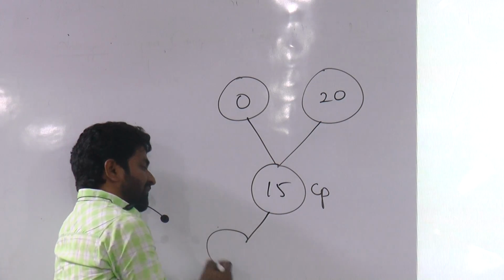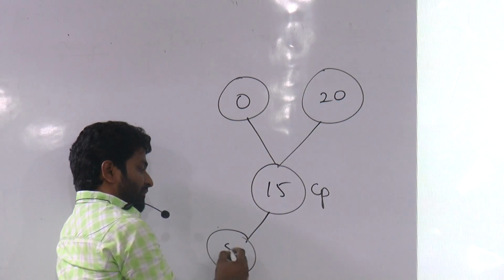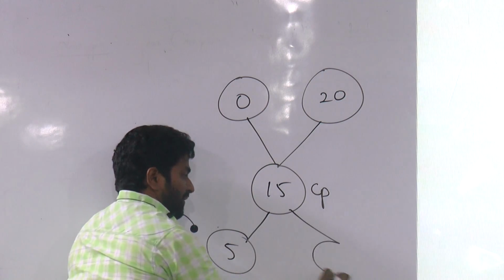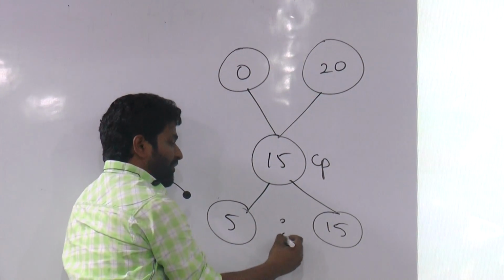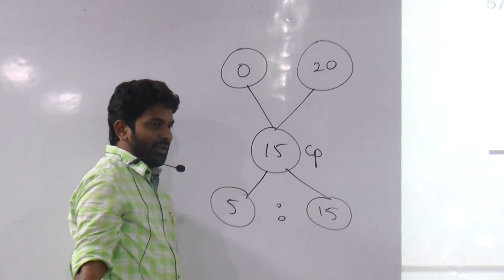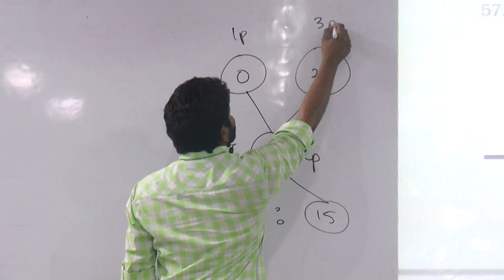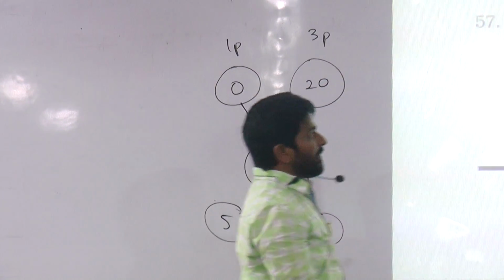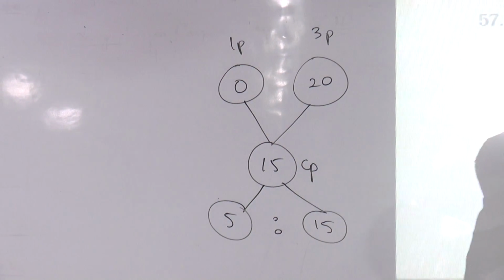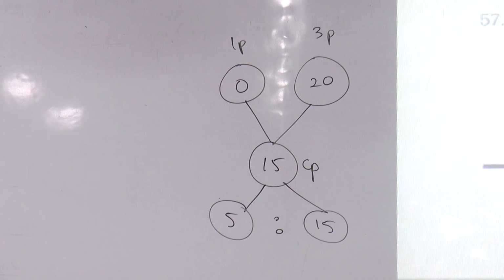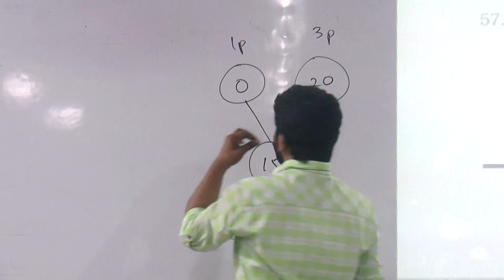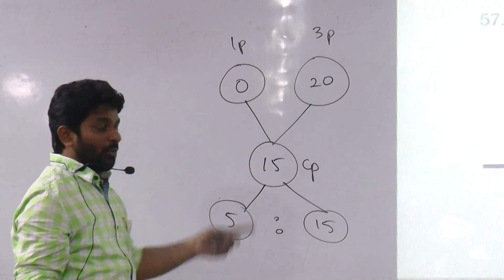Go for allegation. Difference 5. Difference how much? 15. Ratio 1:3. So one part should be sand, 3 parts should be wheat. So how many kgs of wheat we have? 30 kgs. 3 parts is equal to 30. 1 part is 10. So how many kgs of sand we need? 10. Quantity 1 is 10.